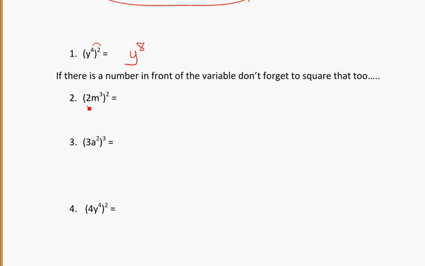Now, if there's a number in front of the variable, don't forget you have to square that too. It's inside the brackets. So this question is 2m cubed times 2m cubed. Now you know you've got to go 2 times 2 is 4. M cubed times m cubed, m to the power of 6. And of course a shortcut is just to multiply it here. But don't forget to square the 2 and get the 4. Let's try it with this one.